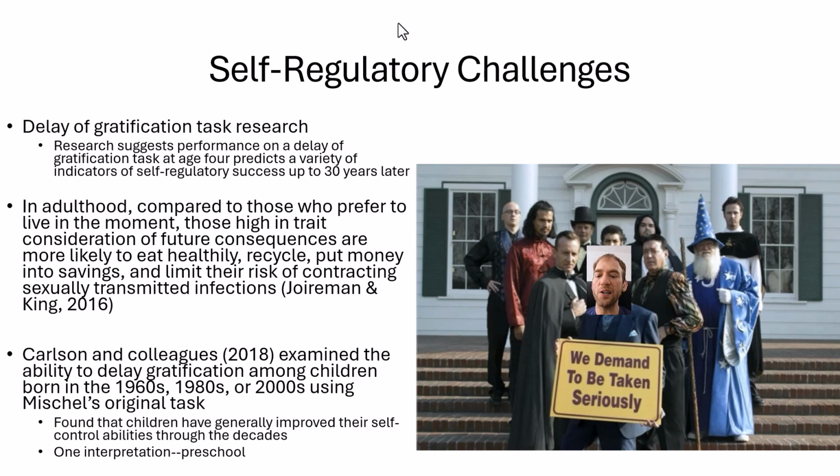We have delay of gratification task research. Research suggests performance on a delay of gratification task at age 4 predicts a variety of indicators of self-regulatory success up to 30 years later. In adulthood, compared to those who prefer to live in the moment, those high in the trait consideration of future consequences are more likely to eat healthy, recycle, put money into savings, and limit the risk of contracting sexually transmitted infections, according to a 2016 study.